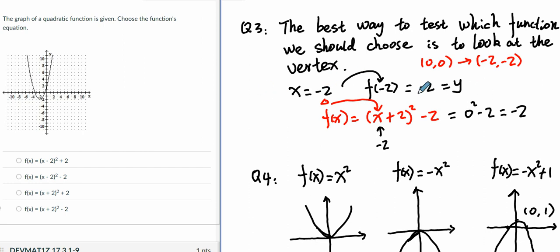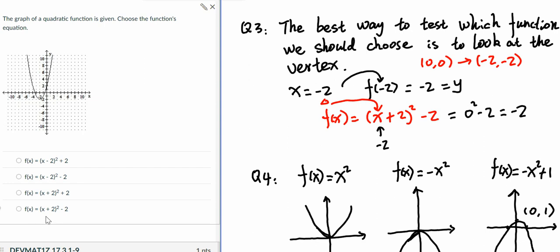Okay. So, when you plug in -2 here, whichever one gets -2, that one would be the answer. Now, apparently the last one. You plug in -2 here, -2 plus 2 is 0. Squared is still 0. Minus 2, so you have 0 minus 2 is -2. So that's the one right here.